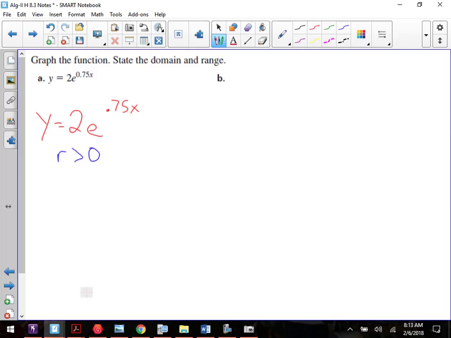So our value of r is greater than 0. I'm sorry, I didn't mean to say that, guys. That was me. So it's going to be a growth one.